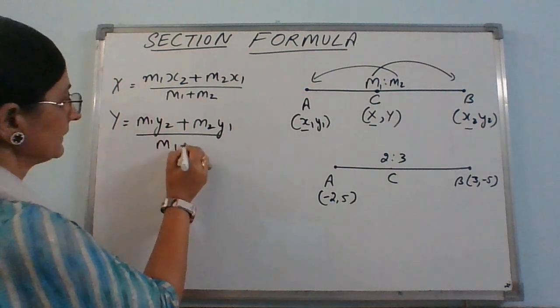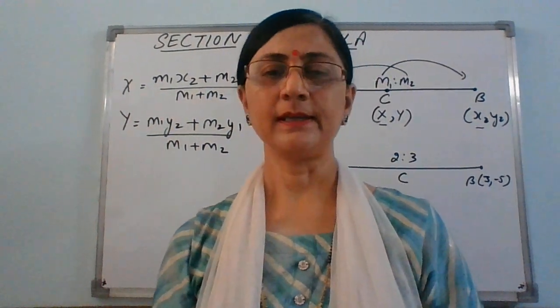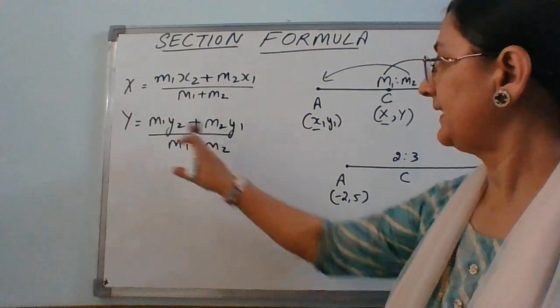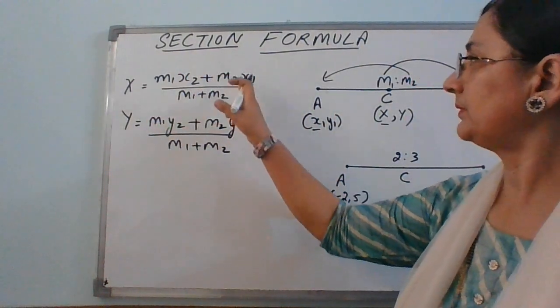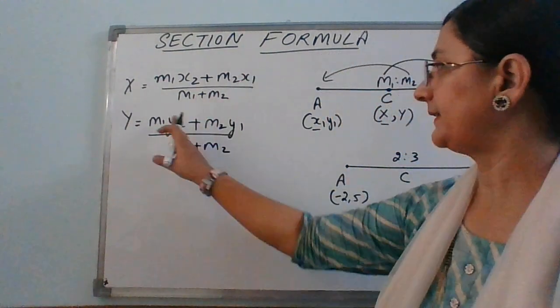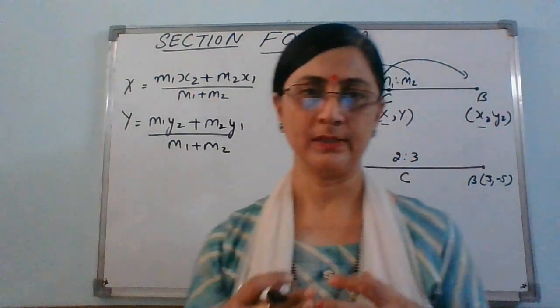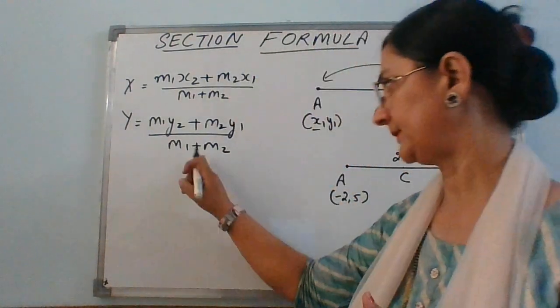So here is the ratio. You just find out the sum of the ratio, right? So now here m1 x2 plus m2 x1 upon m1 plus m2, and here m1 y2 plus m2 y1 upon m1 plus m2. Okay, जो ratio है then we add up in the denominator.